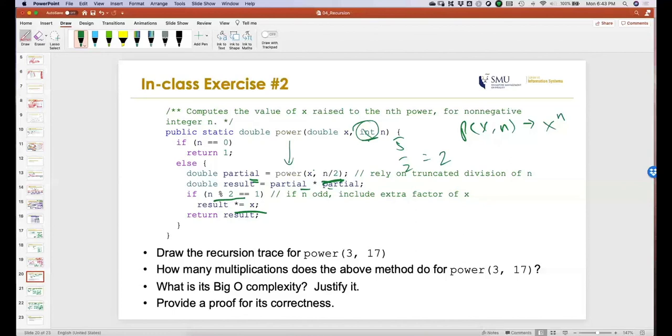Say that again. Why do you only consider the result equals partial when you expand to a bigger case? When I expand it to a bigger case. So basically what we are saying here is that if I accept this to give me the correct answer, then I must accept that this is going to give me the correct answer. So that is the inductive step.